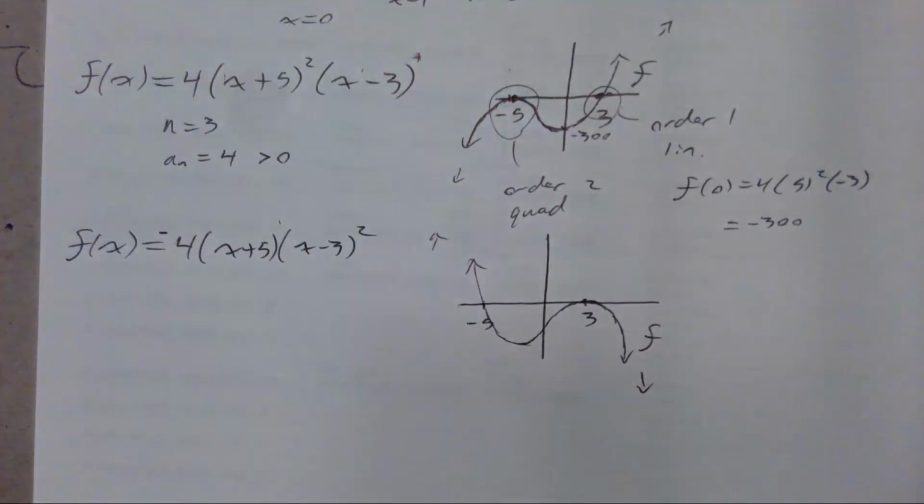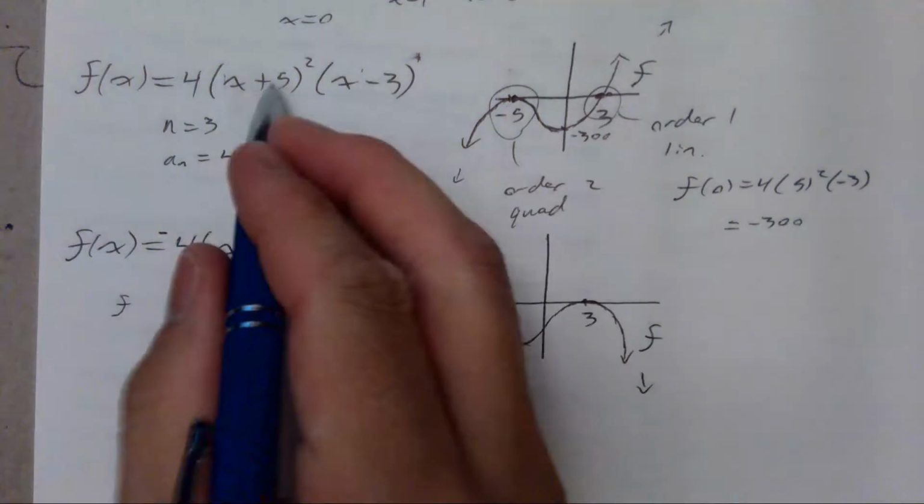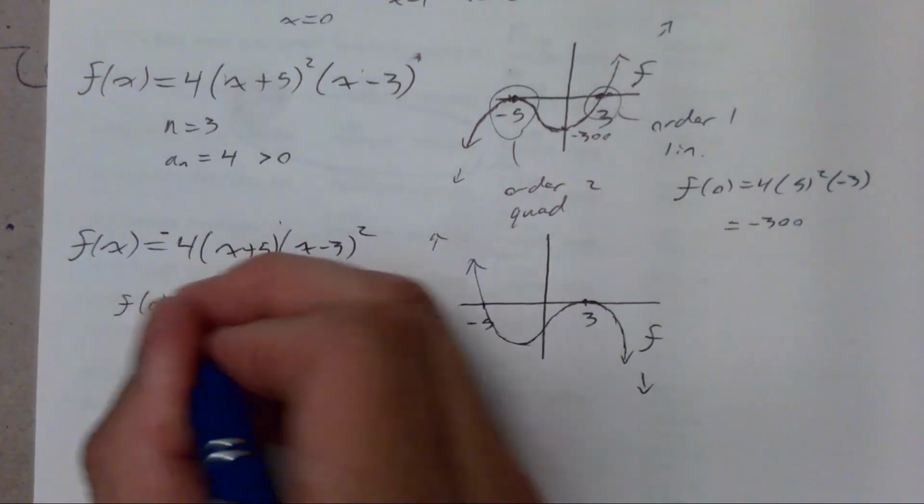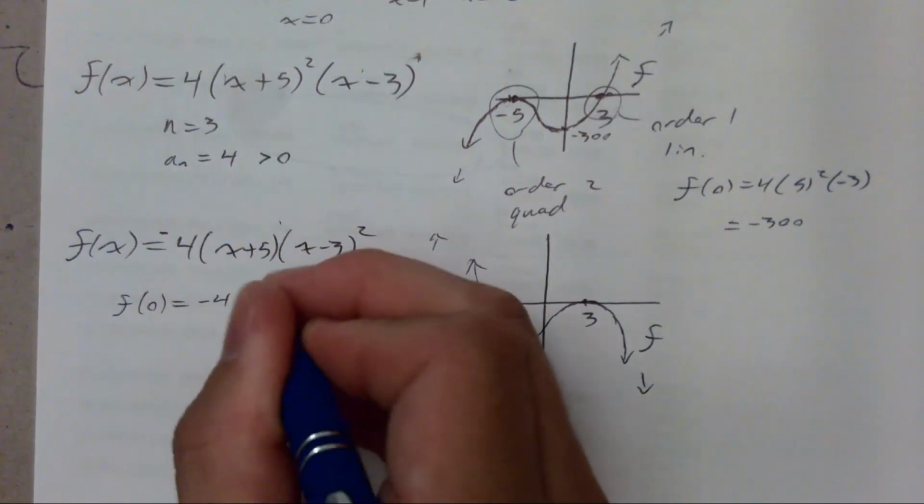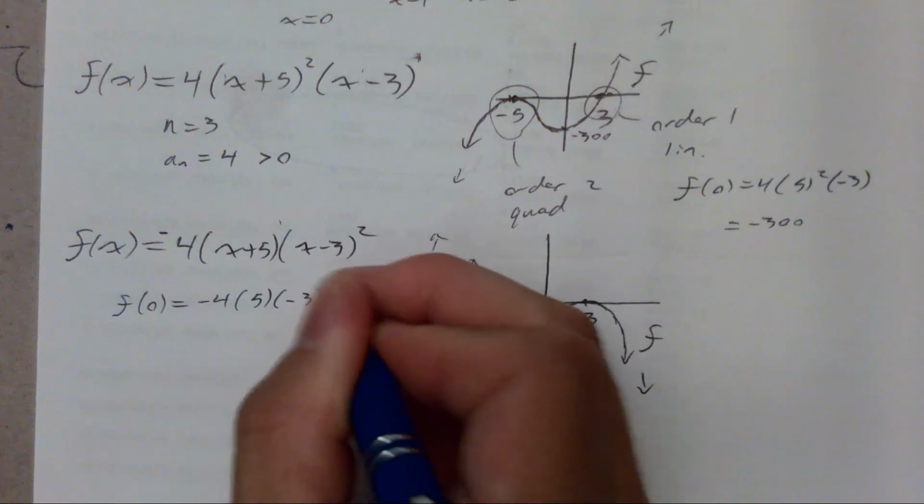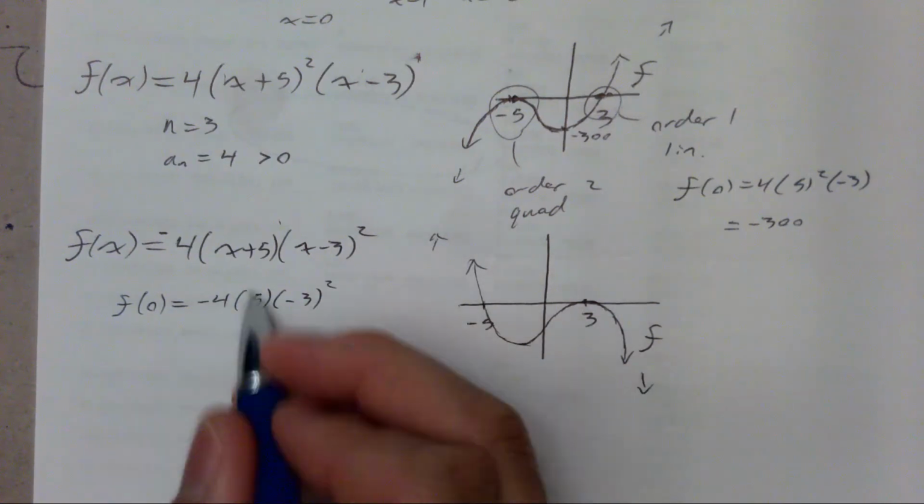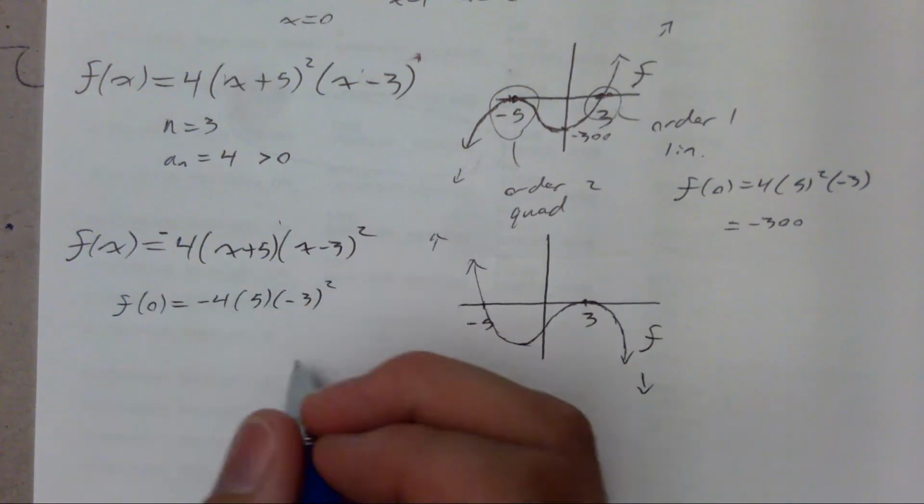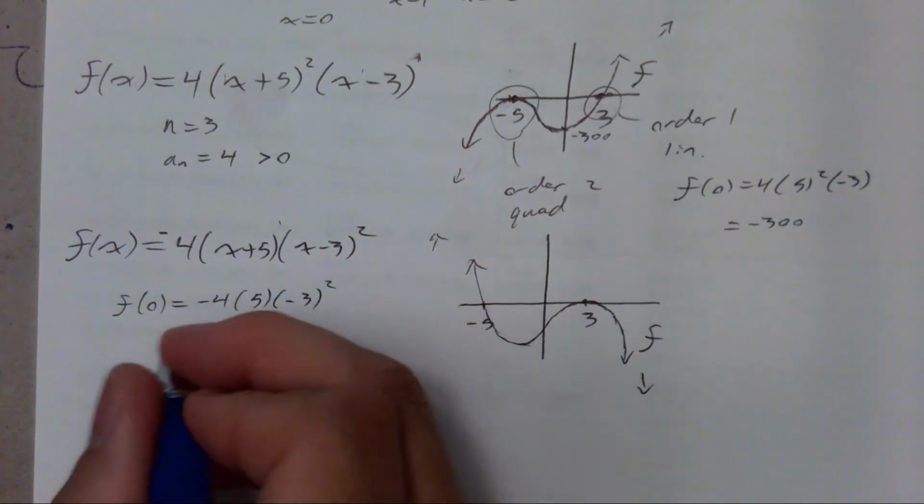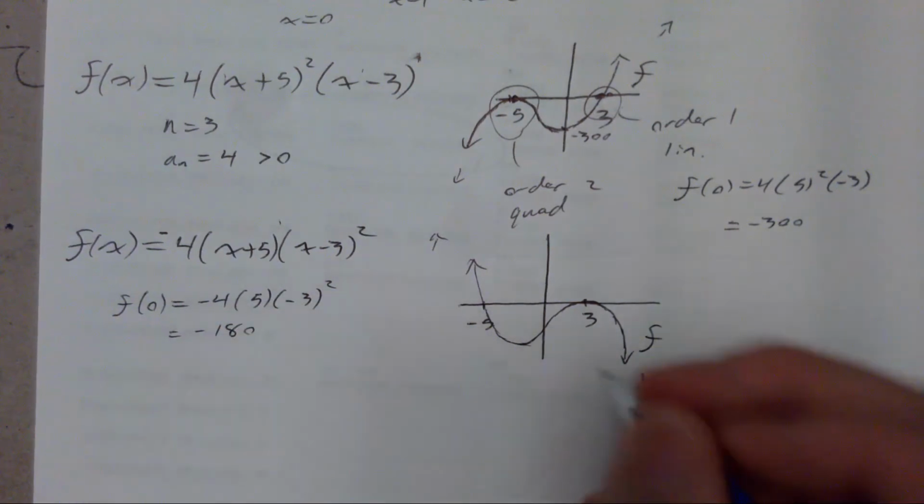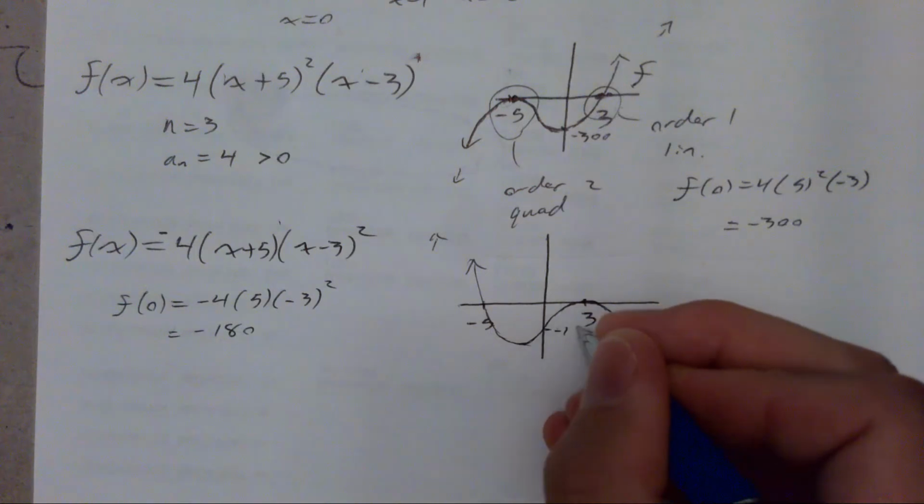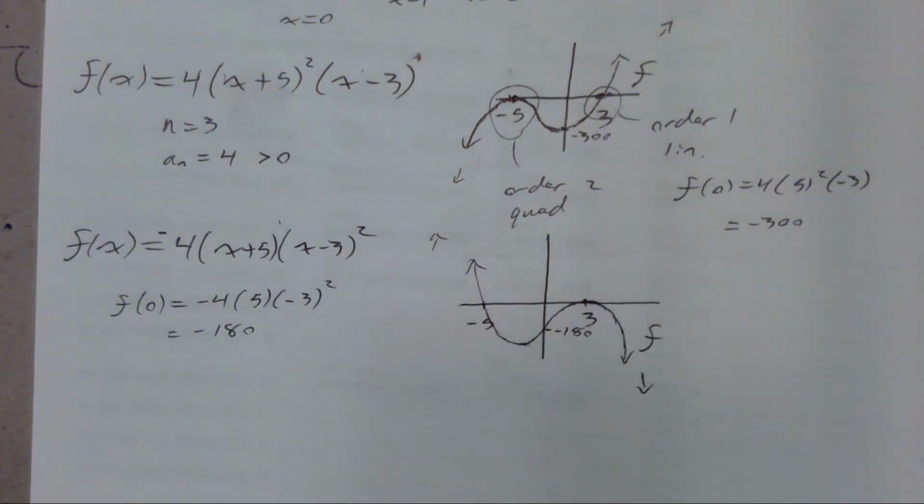There's F. Y-intercept is going to be totally different because of the placement of the exponent. F of 0 is going to be -4 times 5 times -3 squared. 20 times 9, -20 times 9 is -180, I think. -180. There you go.